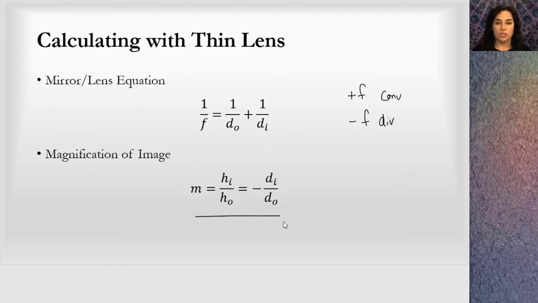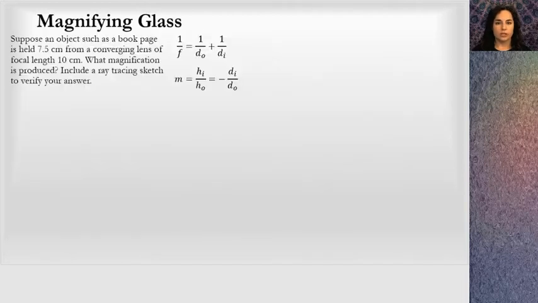Magnification of an image is given by the same equation that we use for spherical mirrors, negative di over do, and the original definition, the ratio of the image height over the object height. I chose a problem here that is familiar, and I like it because it gives us a virtual image. And it's a magnifying glass.